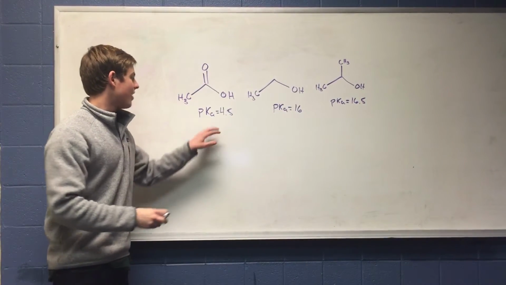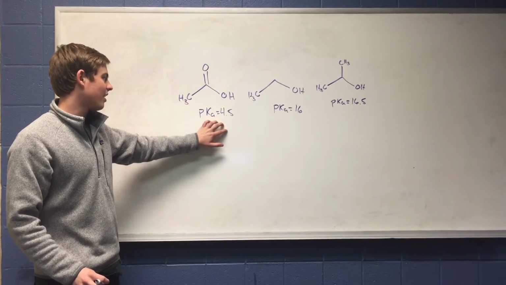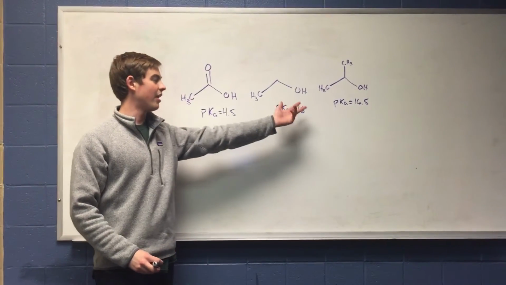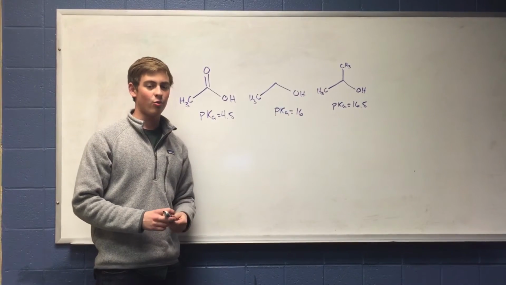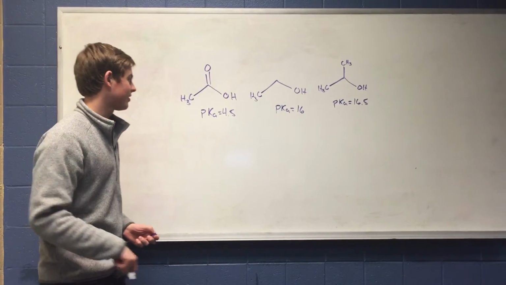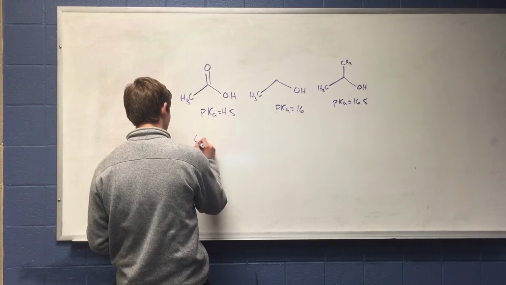Now the reason that acetic acid's pKa is so much lower than these two is because of the resonance stabilization of the conjugate base. Let's draw the conjugate bases of all these molecules.